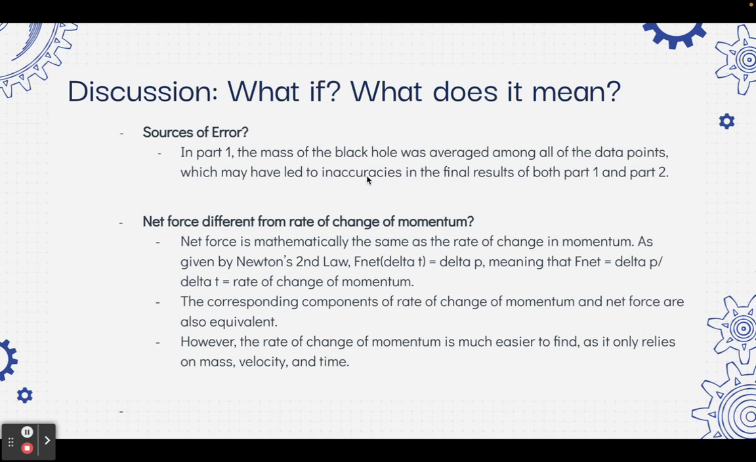So in part 1, the mass of the black hole was averaged among all of the data points, which may have led to some inaccuracies in the final results of both part 1 and 2. So we can say that the mass of the black hole being calculated inaccurately could have been a source of error.